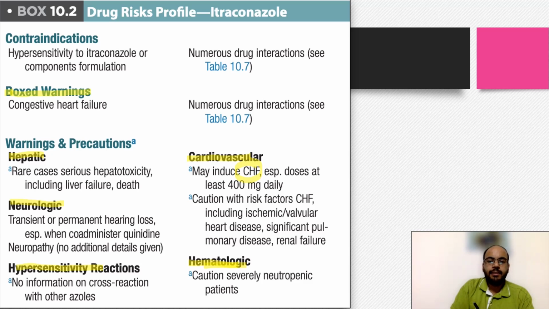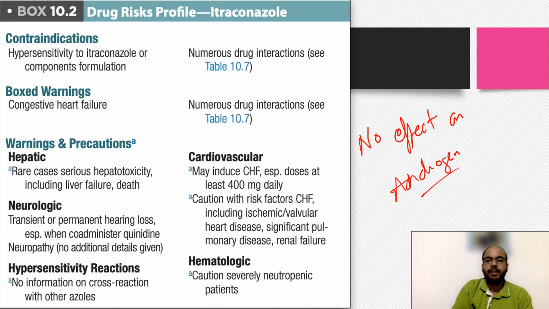An additional thing that we can mention is that itraconazole has no effect on androgens. Why am I saying that? Because when we learn about ketoconazole, you will understand it has an effect on androgens. So itraconazole doesn't have it.